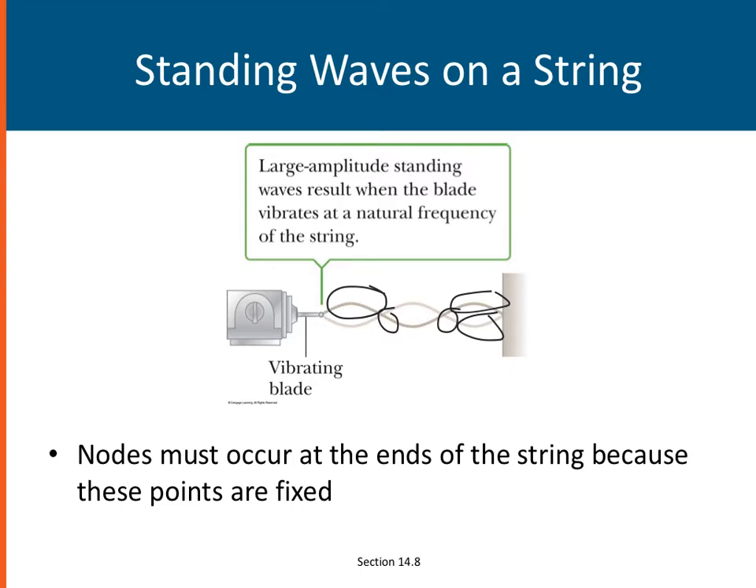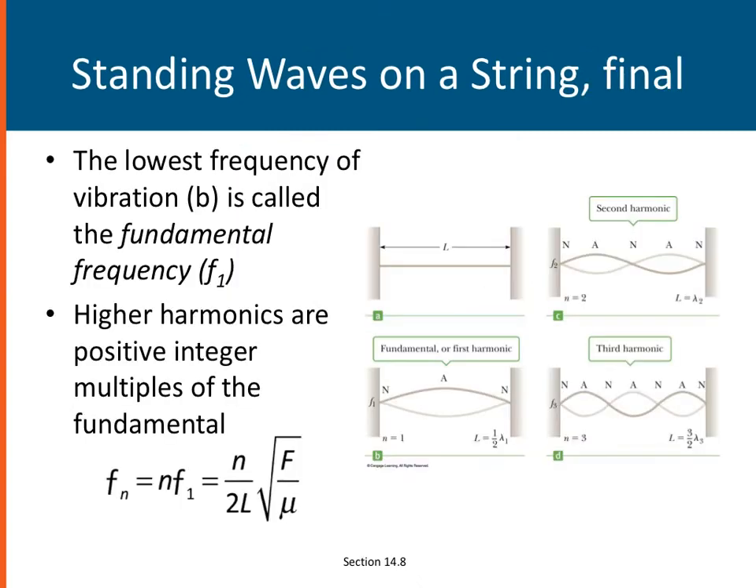If you have waves on a string, you're going to have nodes at the ends of the string because those points are going to be fixed. So you're going to always have nodes on the ends. Okay, so the lowest frequency of vibration is called the fundamental frequency. And then the higher harmonics are positive integer multiples of the fundamental.